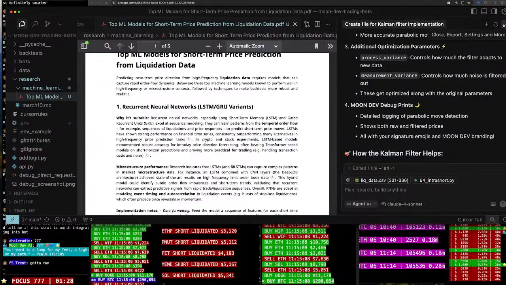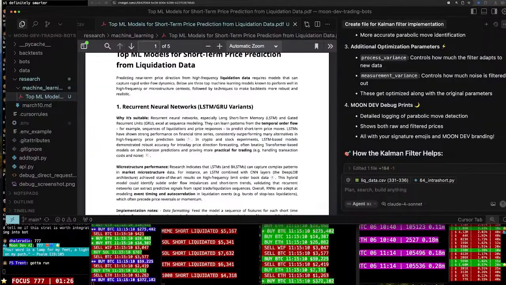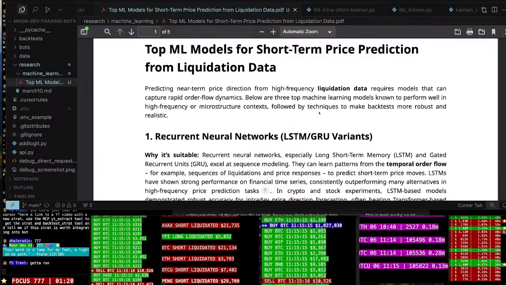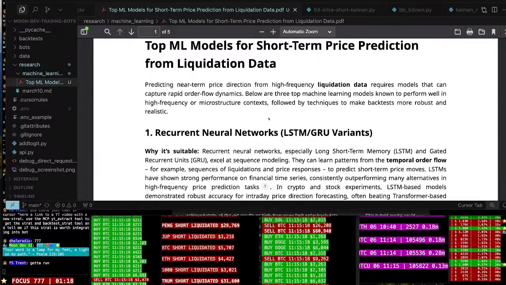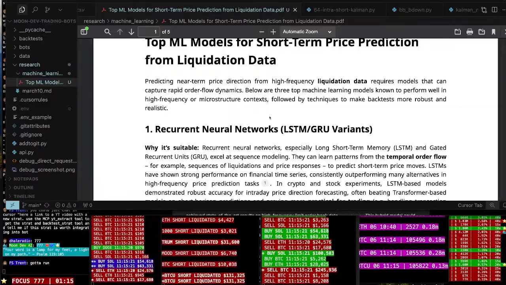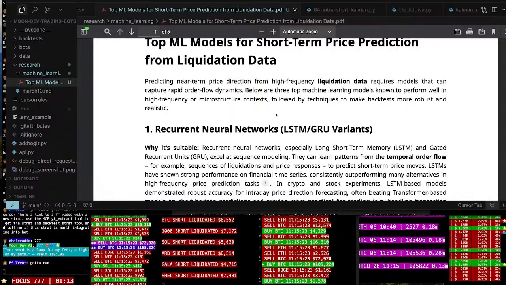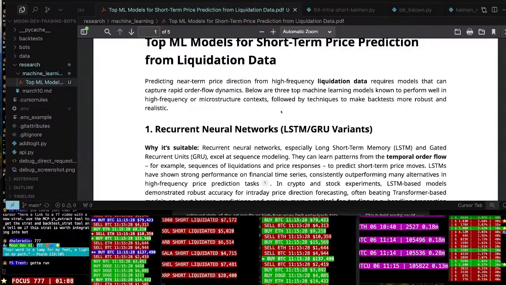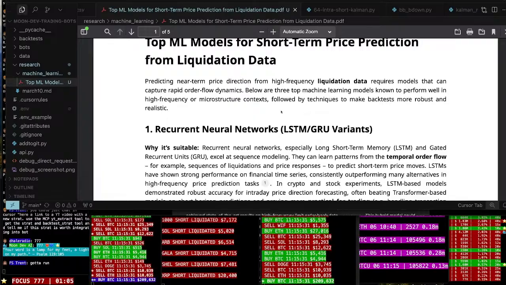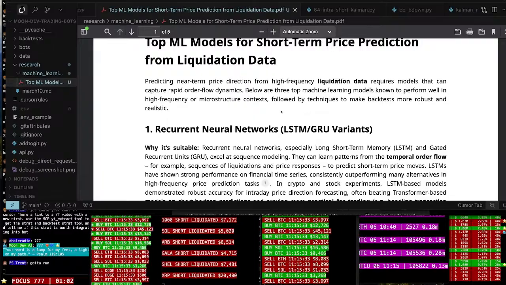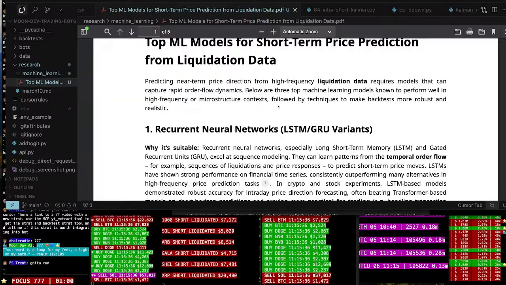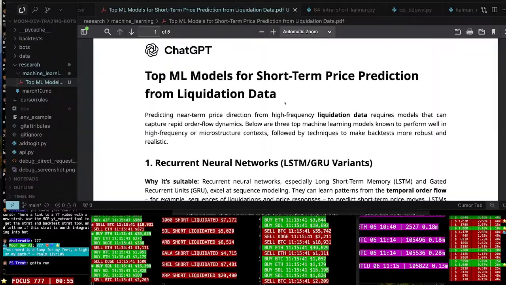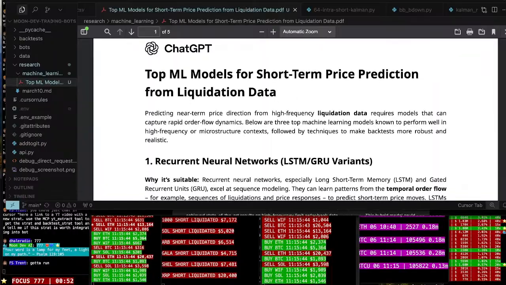Close this. Close chat. Okay. Predicting near-term price direction from high-frequency liquidation data requires models that can capture rapid order flow dynamics. Below are the 3 top machine learning models known to perform well in high-frequency or microstructure contexts, followed by techniques to make backtests more robust and realistic.